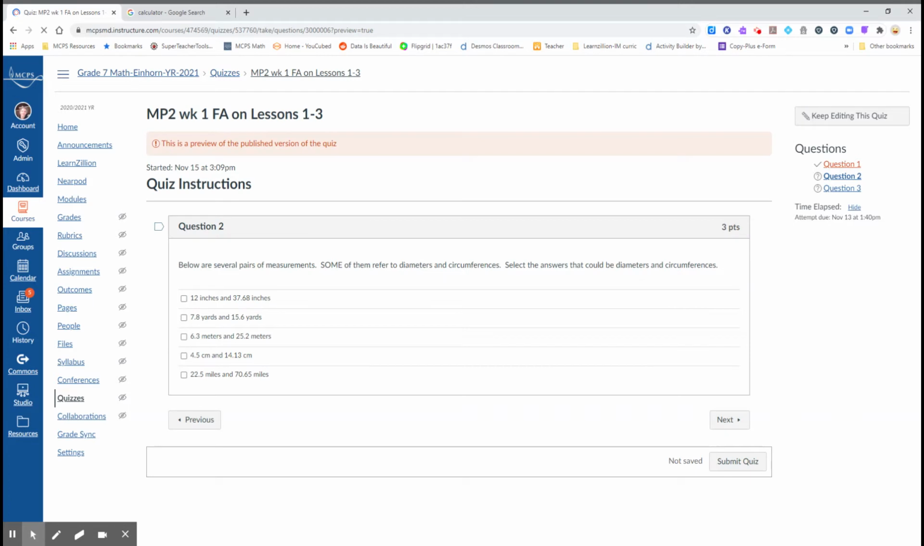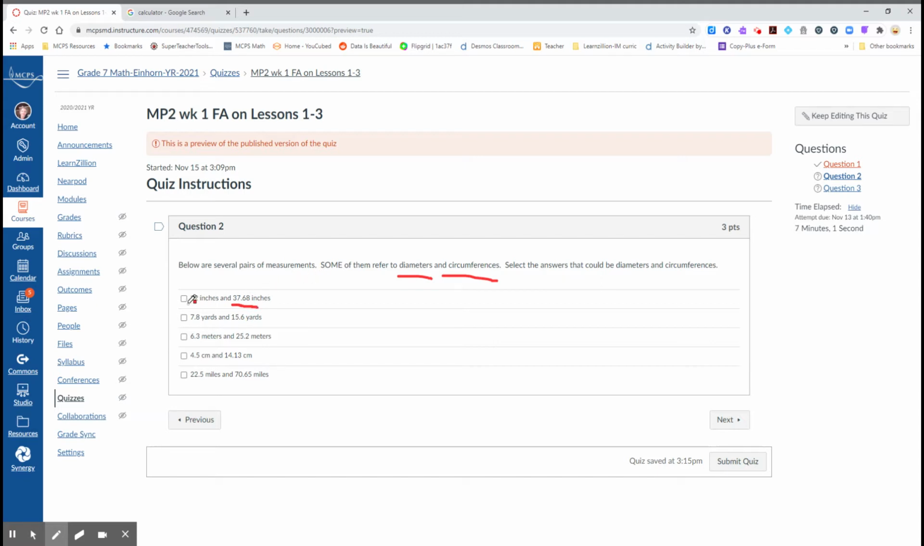In question number 2, you'll see that there are several measurements. Some of them refer to diameters and circumferences. So select the answers that could be diameters and circumferences. So how can we tell if it's a diameter or a circumference? Well, we can tell because we know that the constant of proportionality for diameter and circumference is pi. So when we divide from right to left, so our circumference divided by our diameter, we should get pi.